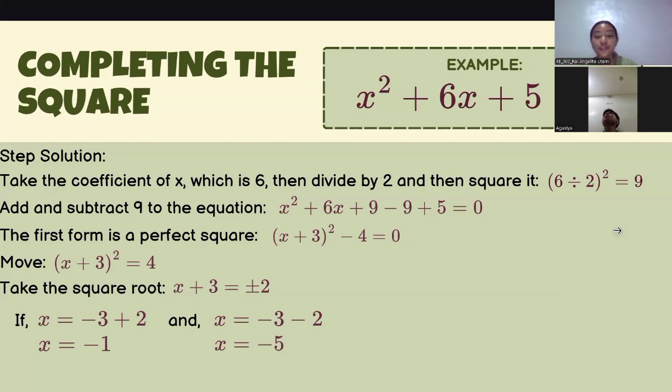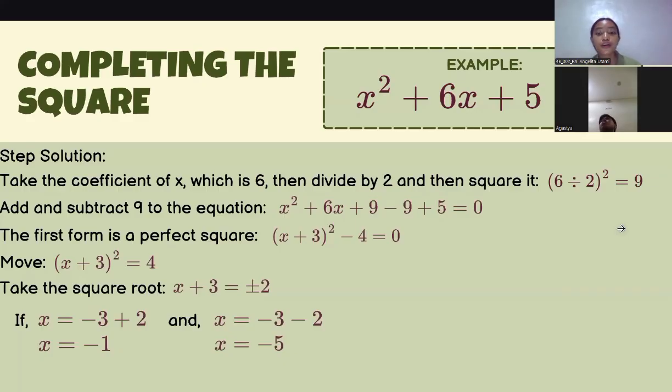So we get (x + 3)² − 4 = 0. We move negative 4 to the right side, so it becomes positive. (x + 3)² = 4. Now, we take the square root of both sides. Remember, square root gives two values, positive and negative. x + 3 = ±2.